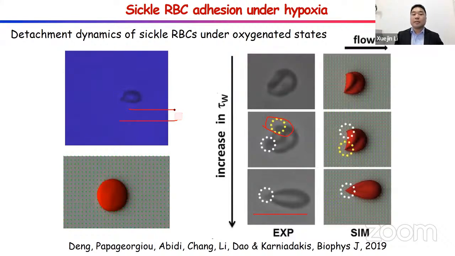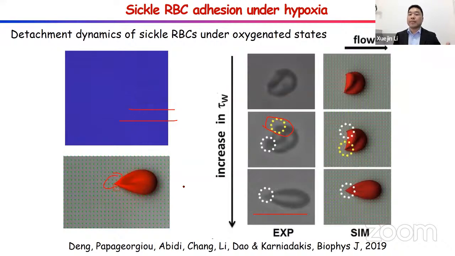And the simulation shows a similar phenomenon. For example, in the very beginning, there are two adhesion sites here. The weaker adhesion site breaks first, so the cell becomes an elongated shape. Finally, the cell detaches from the wall surface when we use a higher shear stress.